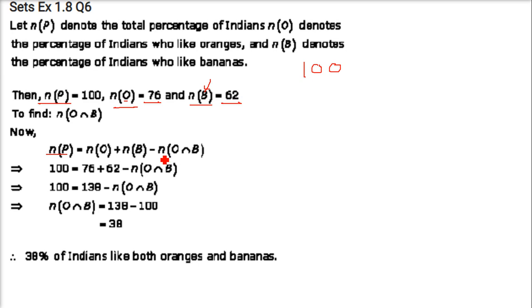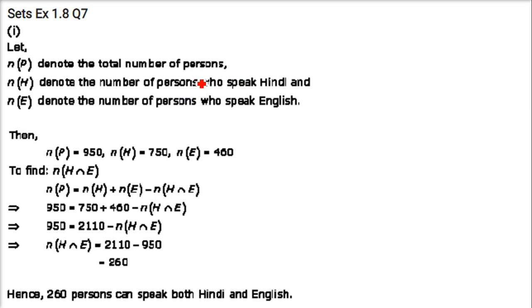So n(P) will be equal to n(O) plus n(B) minus n(O intersection B). This is 100, this is 76, 62, and this we have to find out. It will come as 38. And this will not be written like this; it has to be written in the percentage form. So 38% of Indians like both oranges and bananas.